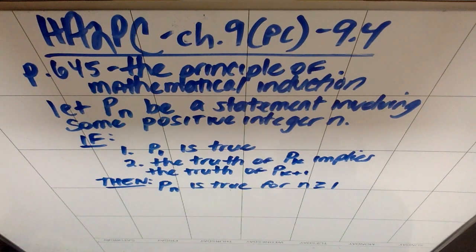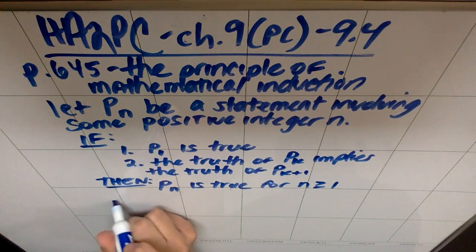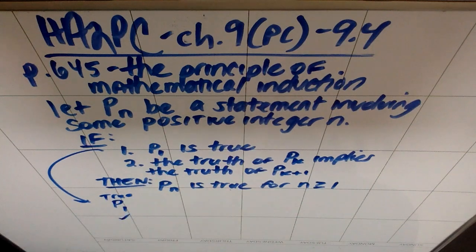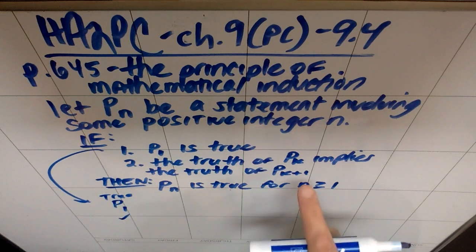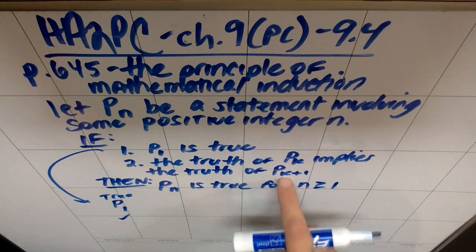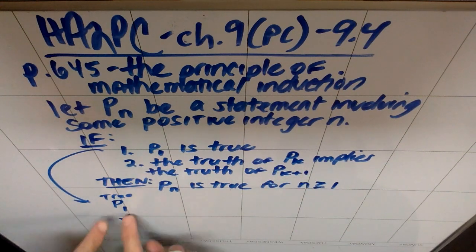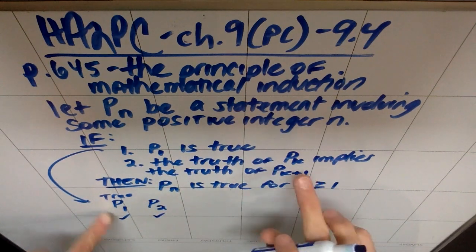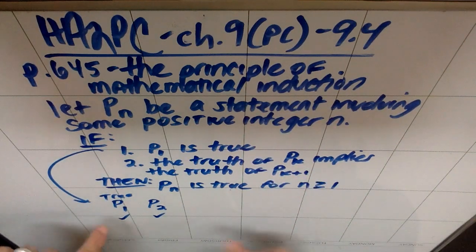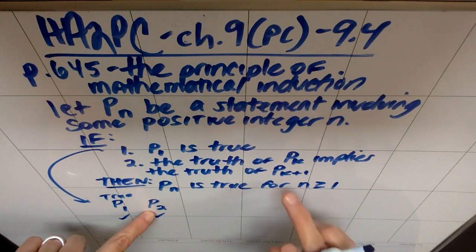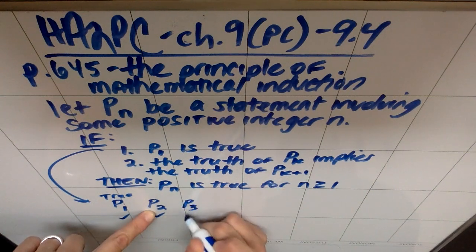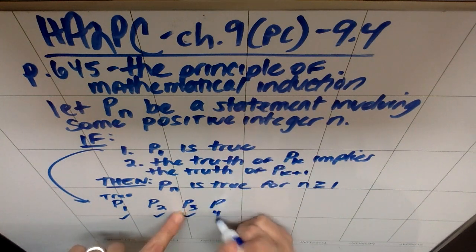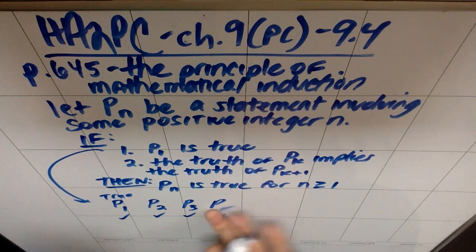So let me explain the logic of that. Let's say that I know that P sub 1 is true. That's the first statement. Now, if I'm able to show that if some P sub k is true, then P sub k plus 1 is also true, then since P sub 1 was true, P sub 1 plus 1, which would be P sub 2, must also be true. Well, if P sub 2 is true, then P sub 2 plus 1, which would be P sub 3, must also be true. And if P sub 3 is true, then P sub 4 must also be true, ad infinitum, on into infinity, all the way up.